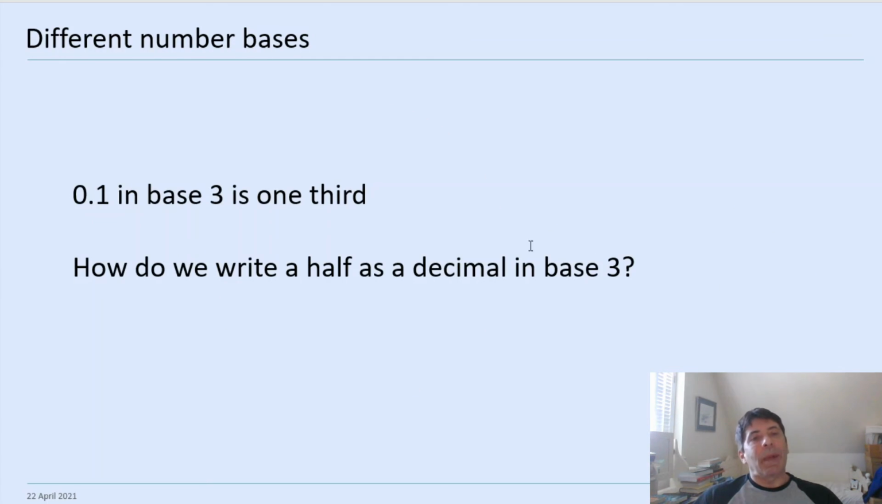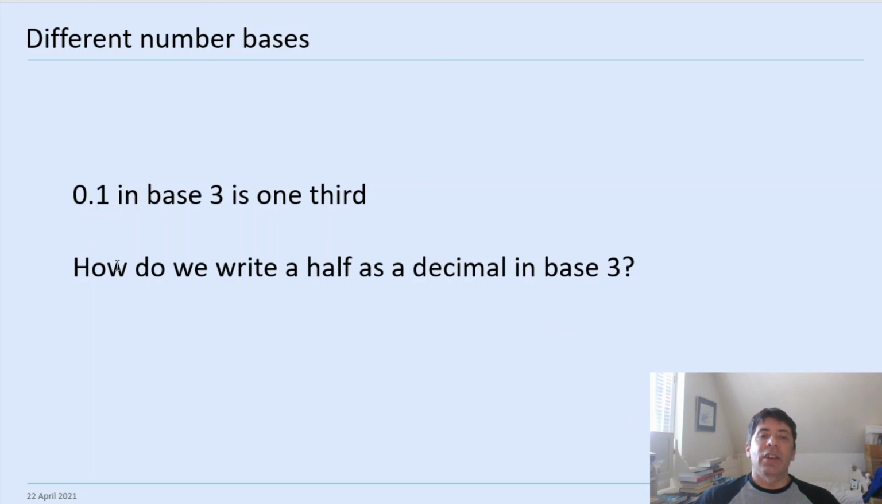We can also think about different number bases. So we have a video on different number bases. And so if I wrote 0.1 in base 3, that actually signifies a third rather than a tenth. Because, of course, in base 3, 10 is 3 and 100 is 9. So 0.1 is a third and 0.01 is a ninth.